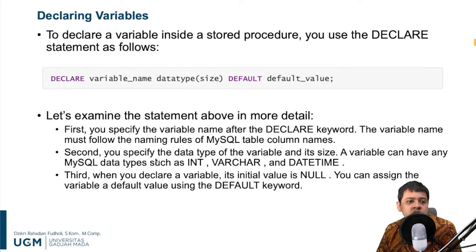Secondly, you specify the data type of the variable and its size. This variable can have data types such as int, varchar, and datetime. Third, when you declare a variable, its initial value is null, but you can assign the variable a default value using the default keyword. The default here is optional. You can just leave it out, and then the initial value will be null.